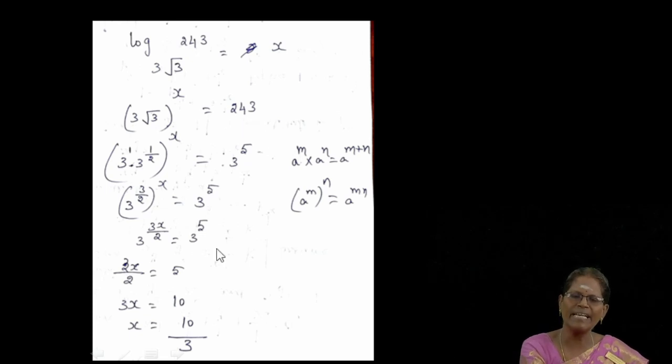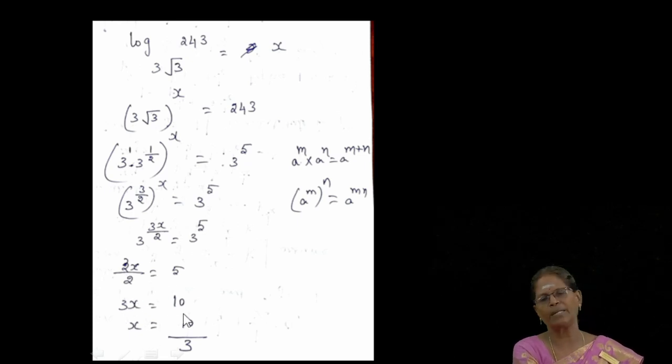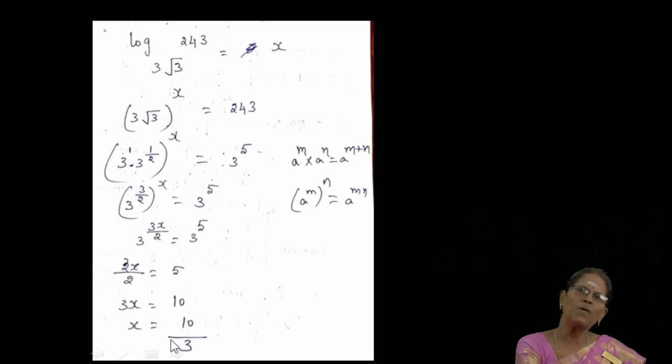So it is written as 3 to the power 5. Here the bases are the same, so the indices can be equated: 3x by 2 is equal to 5, so 3x is equal to 5 into 2, which is 10, so x is equal to 10 by 3. So with the help of indices, even log problems can be solved.